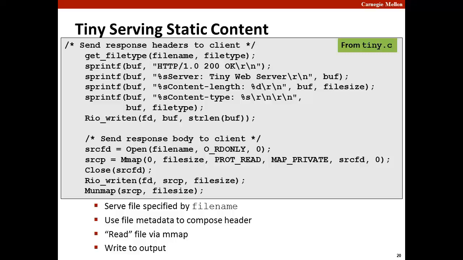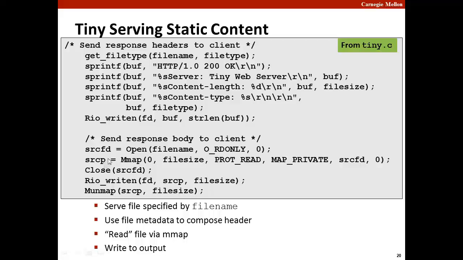So there you see us identifying the server. Normally this would be Apache or IIS or something like that. Instead it's Tiny Web Server, the content length, the content type. Just spit those out. Notice each time we have a carriage return new line. You see that at the end. Then once we've done sending the header, we open the file we're supposed to be sending, and we send it out.